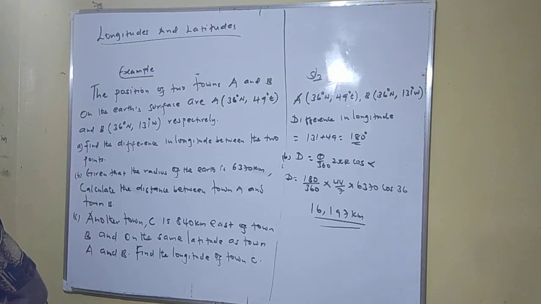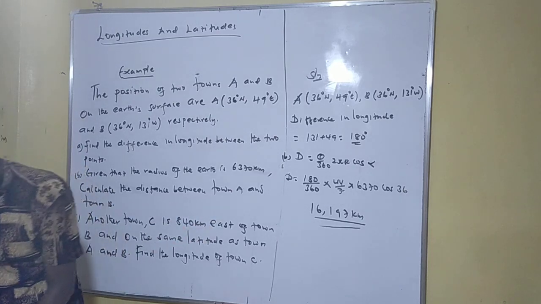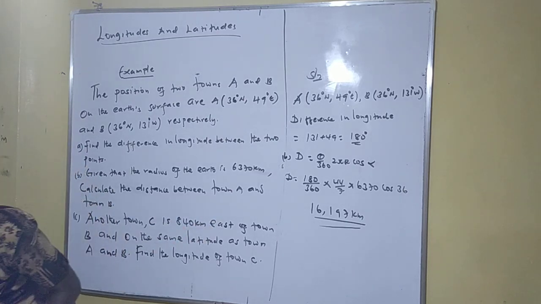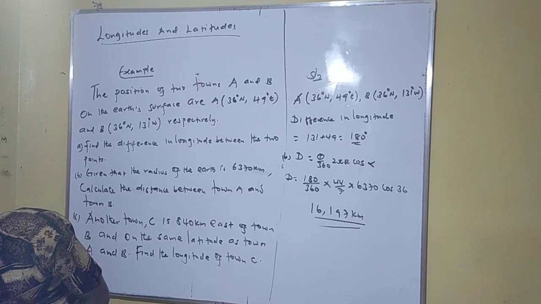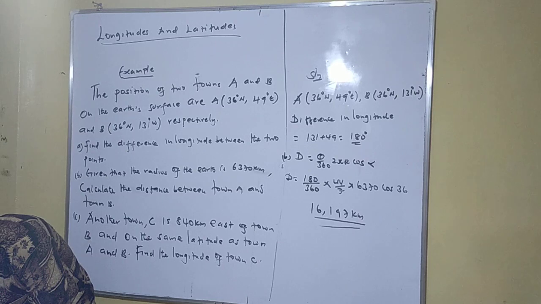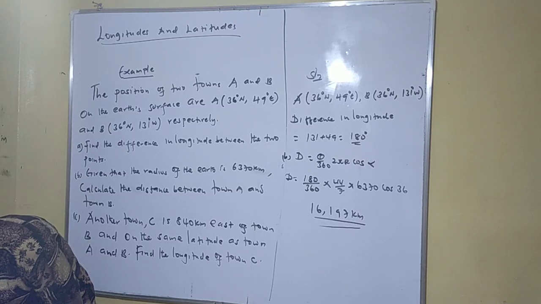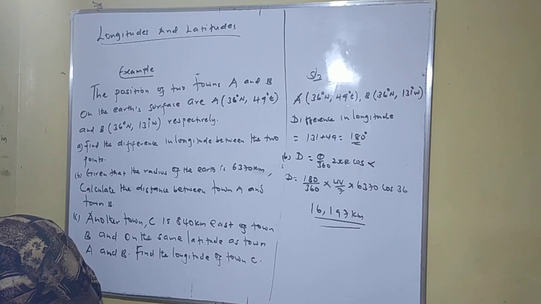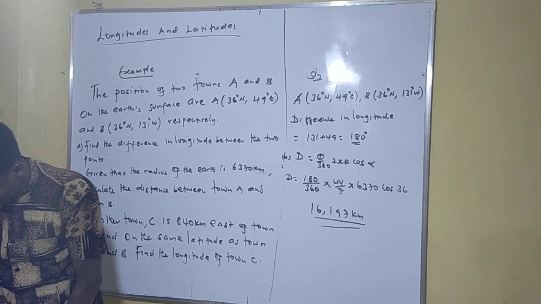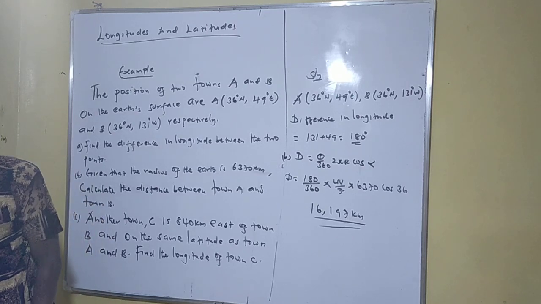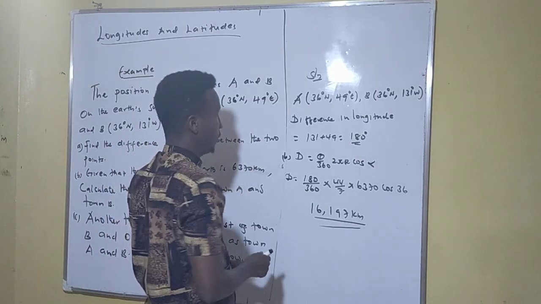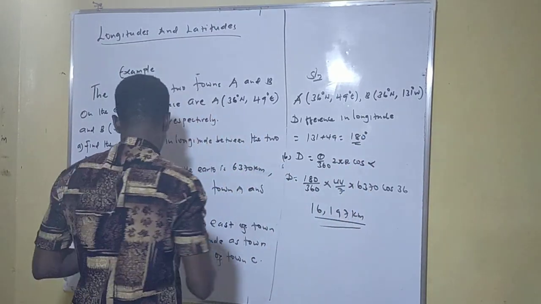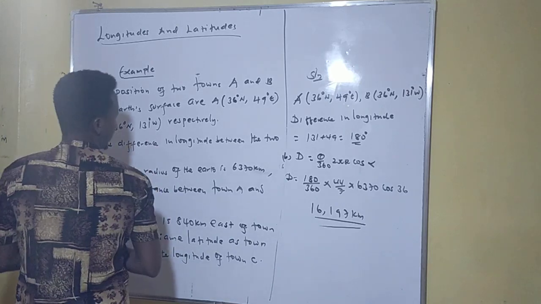Then we will go to the next part, which is this one. The other question we have is question C, another town. There's another town called C, which is 840 east of B. So let's write town C. Let me write this part here so we get enough space.